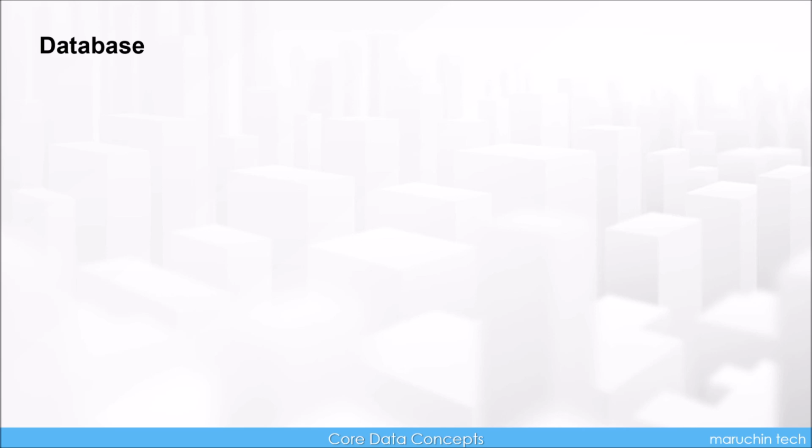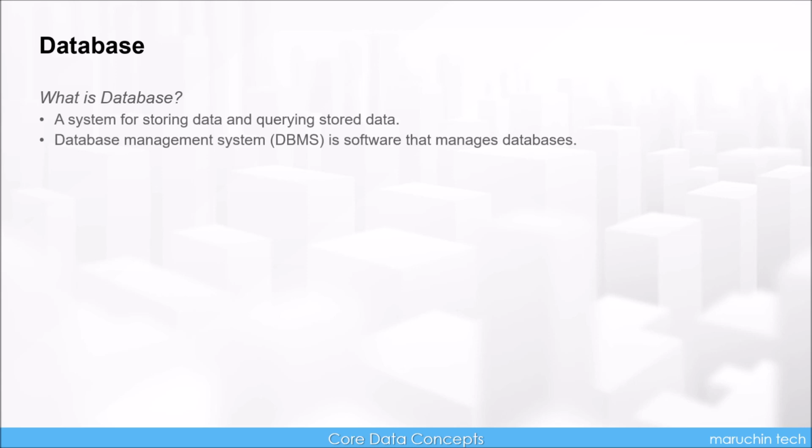In this section, I will introduce the basic knowledge about databases. A database is a system for storing data and querying the stored data. The software that manages the database is called a database management system. There are two major types of databases, relational databases and non-relational databases. In the following pages, I will introduce the characteristics of each.